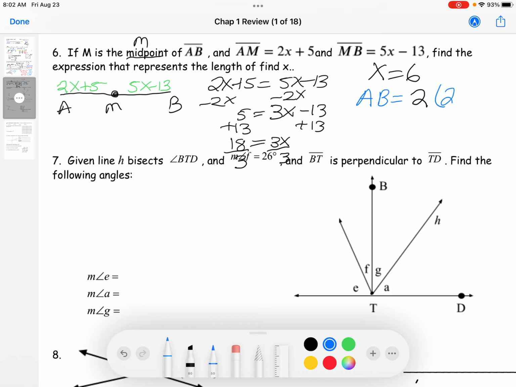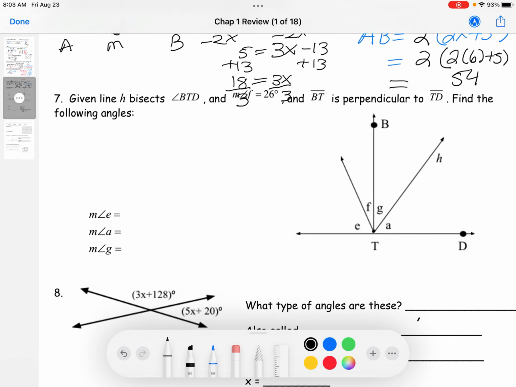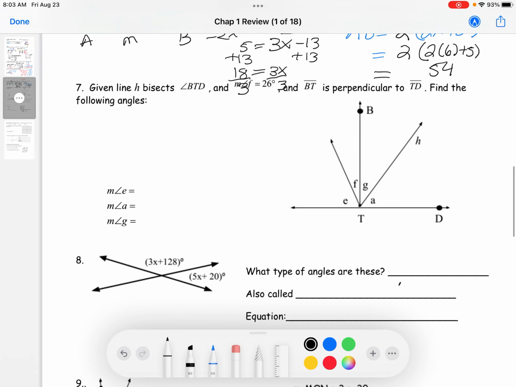Okay, so I'm going to double the equation by multiplying it by 2. Okay, and the equation that I'm going to use is the 2x plus 5. It doesn't matter which equation since they're both equal to each other. So again, I'm going to double it. I'm going to substitute in 6 for x. Okay, and that should give me 54. Okay, and then let me go ahead and box that answer, 54.